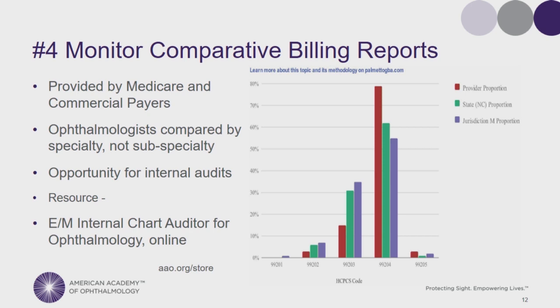So perhaps you get this comparative billing report and you see that you're an outlier in level 4 new patient visits. But perhaps you're in a subspecialty that provides a higher level of new patient visit more often than your peers. It gives you the opportunity to look at all these level 4 visits and do an internal audit to make sure that you're meeting the requirements for that level 4.